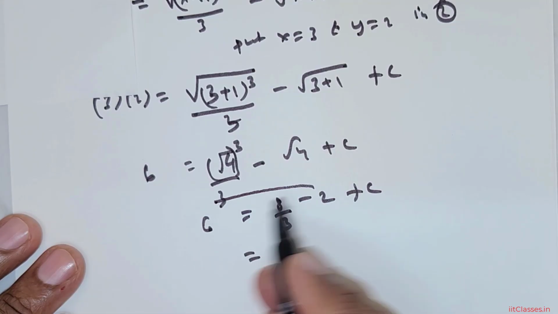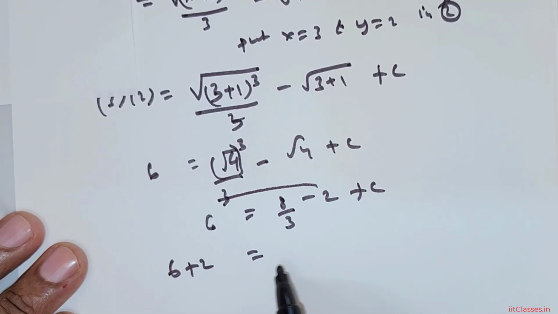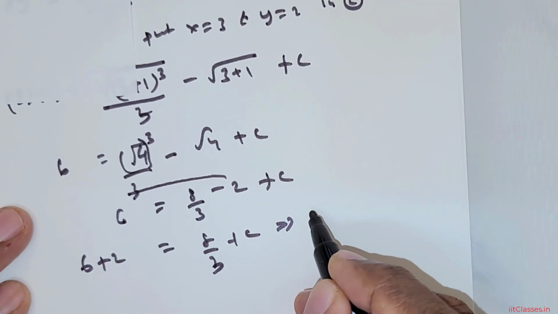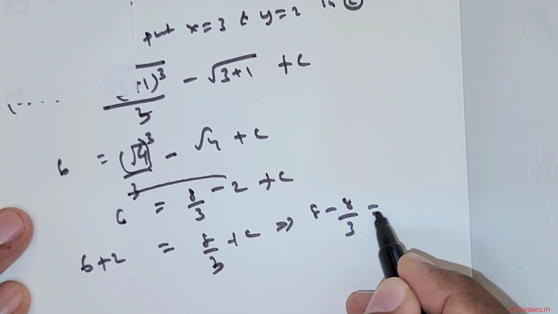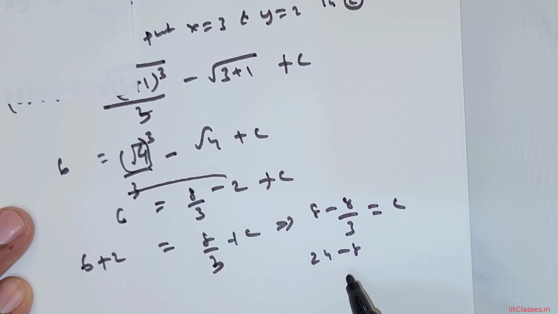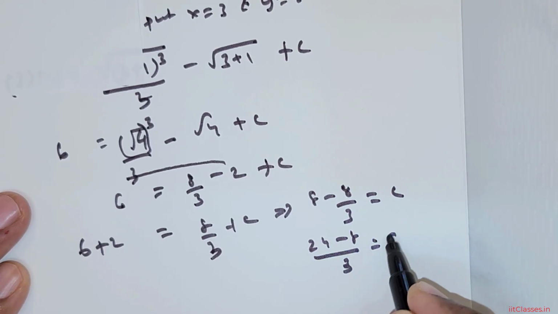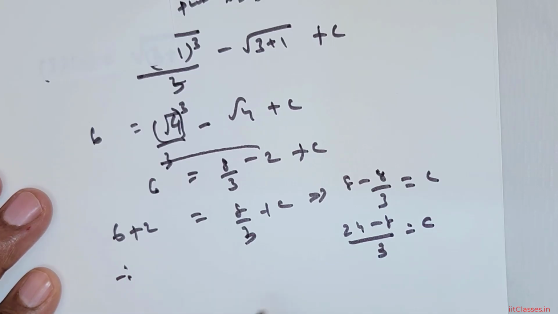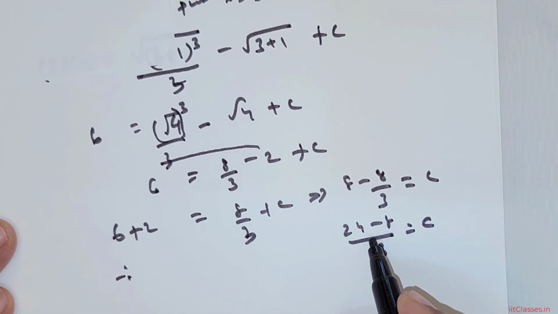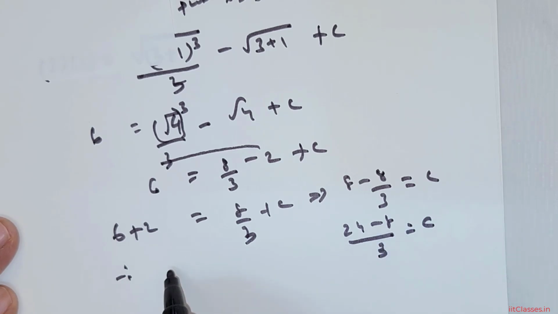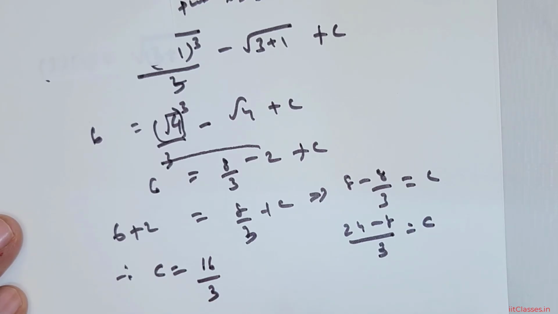8 over 3 negative 2 plus c is equal to 6. Now you can move this to the other side. You get 6 positive 2 is equal to 8 over 3 positive c. So that means 8 negative 8 over 3 is equal to c. 8 3s are 24. Negative 8 divided by 3 is equal to c. So from 24 you take away 8. So you get the c value to be 16 over 3. Now the c value is got.